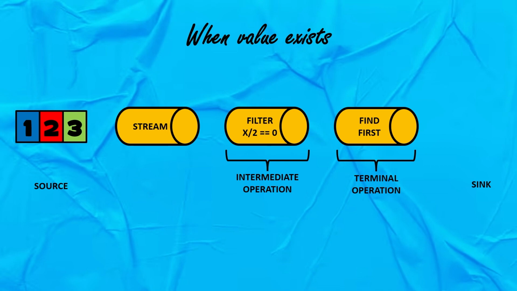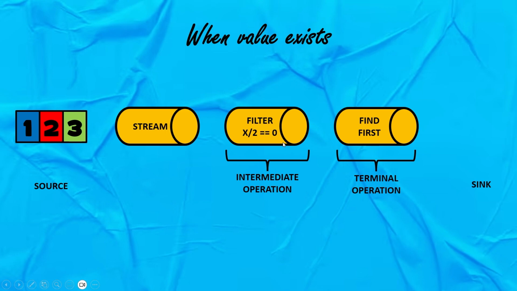Here you can see this is almost the same diagram which I used in my video on streams also. As you can see, we have a source here with 3 numbers. This can be a list, a set, or anything, even an array. Then we convert it to a stream with the help of the stream method. Then we filter only those numbers which are even.